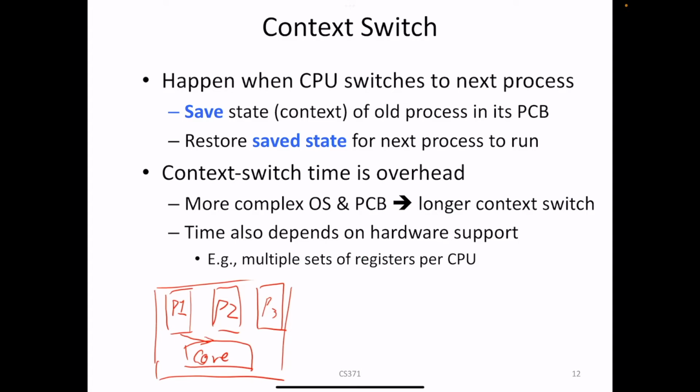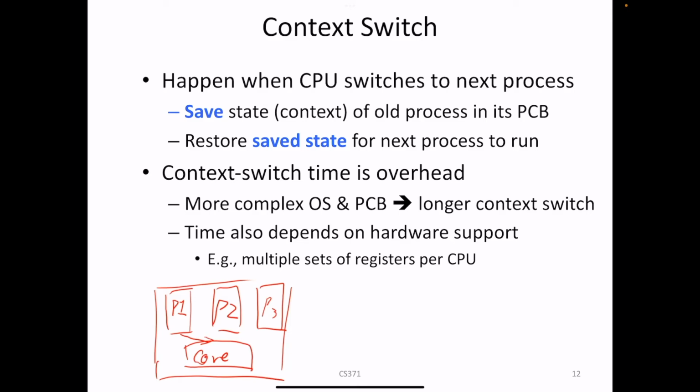Remember, I have illustrated how the CPU can switch processes in the previous slides. So there are two major operations. One is that before the old process is taken off the CPU, the operating system will save the state of the old process in its PCB. The other operation is that before putting the next process into the CPU, the operating system will restore the saved state for the next process. So there is a special term for these two major actions, which is called context switch.